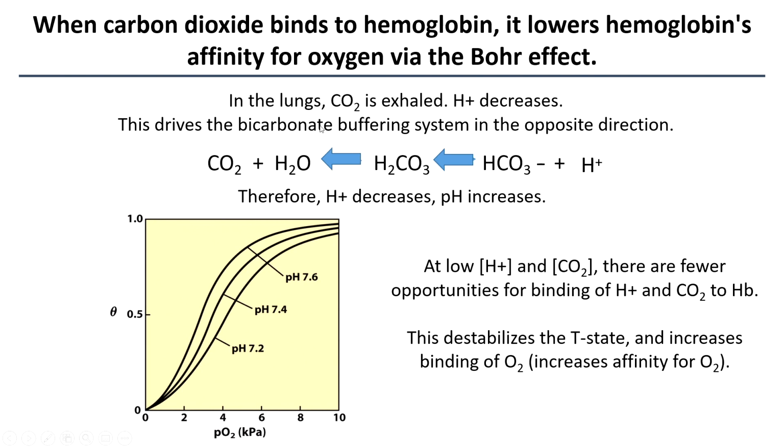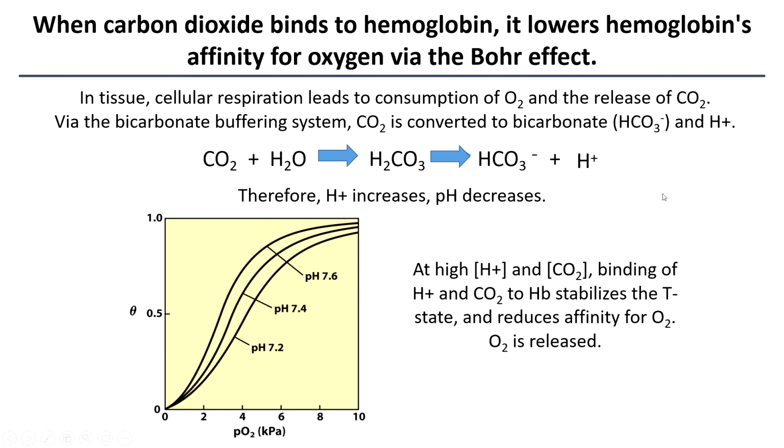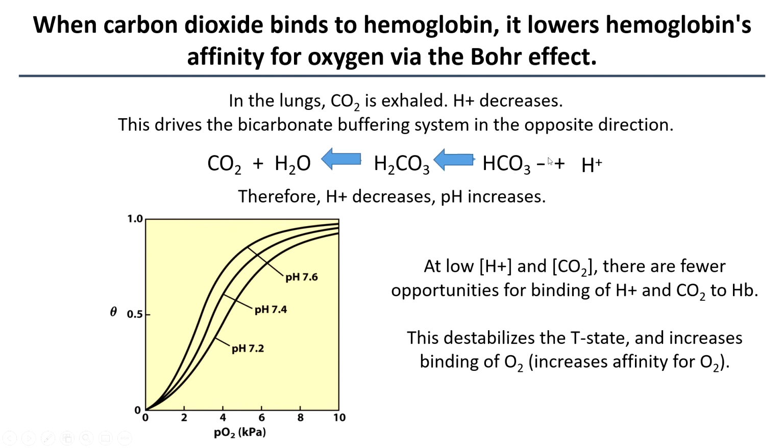In the lungs, carbon dioxide is exhaled, and so now we're in the lungs here. This equation is what's happening in the tissue. Now this equation is changed. The direction of the arrows changes when we're in the lungs. CO2 concentration in the lung is very, very low. That means this side of the equation is going to be high, and that will encourage bicarbonate to bind to hydrogen ions and push the reaction in this direction. And so hydrogen ions will decrease and pH will increase in the lung.